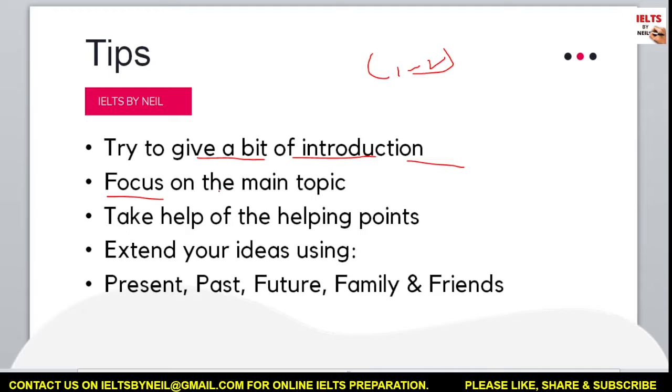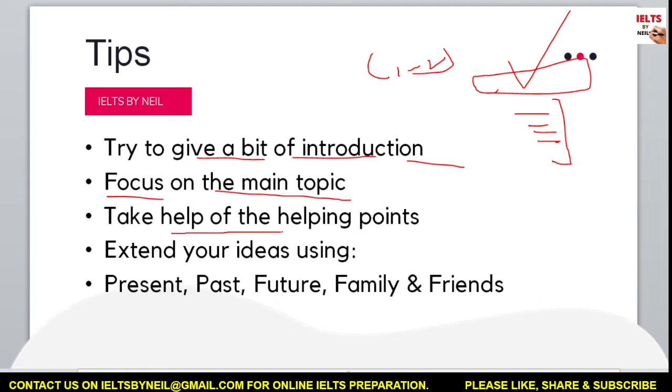Now focus on the main topic. So you are given one main topic, and you are given some points after that. Your main focus should be on the main topic with the help of these small points. Take help of these helping points, which are given at the bottom. You have to take help, but your main focus should be on the main topic.